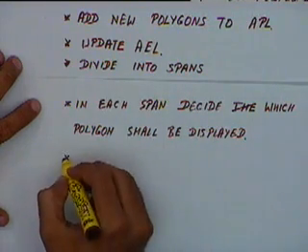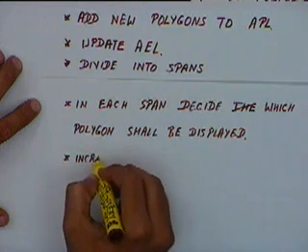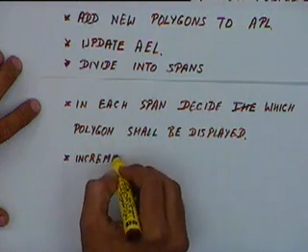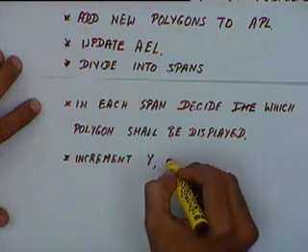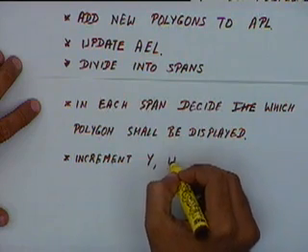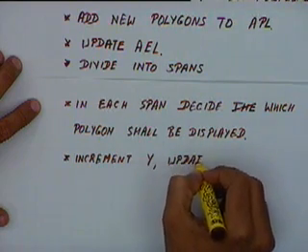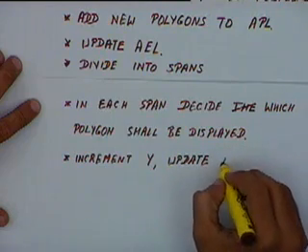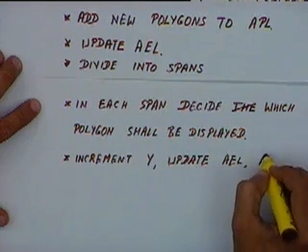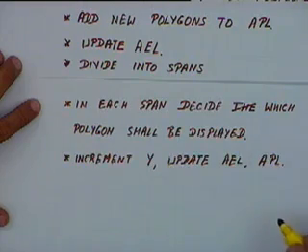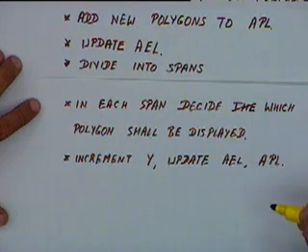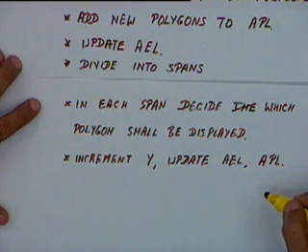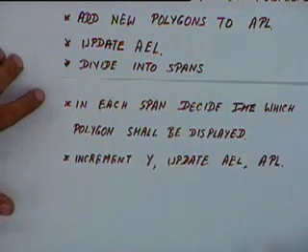Okay, and then we'll say increment y and go on to the next scan line and again update the active edge list and the active polygon list. Some edges would have come to an end, we'll have to delete those edges. Some polygons would have come to an end, we'll have to delete those polygons. So this would be a sequence of steps involved in this.